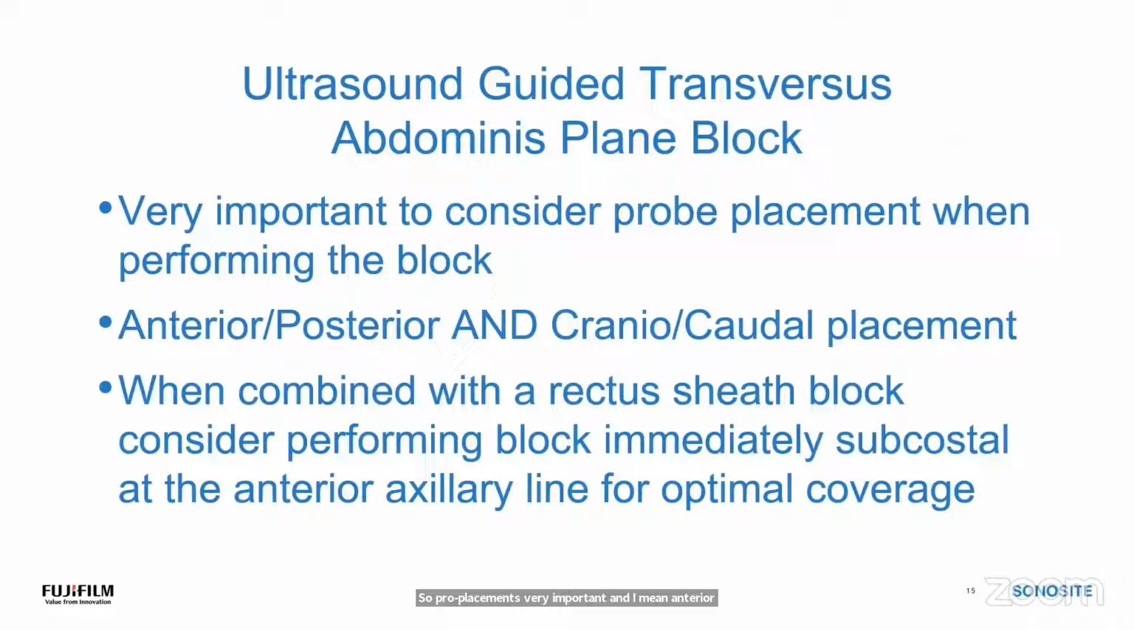So again, I said before, we always perform these blocks just subcostal. And you'll see why in some images here. But when we combine it with the rectus sheath, we're going to try to get as much purchase as we can with all of these blocks. So we perform it subcostal at the anterior axillary line for optimal coverage for us.